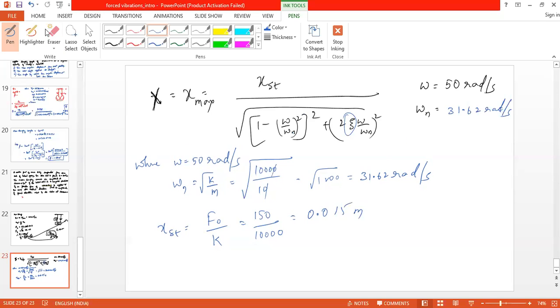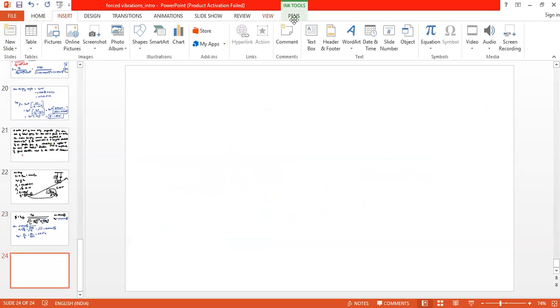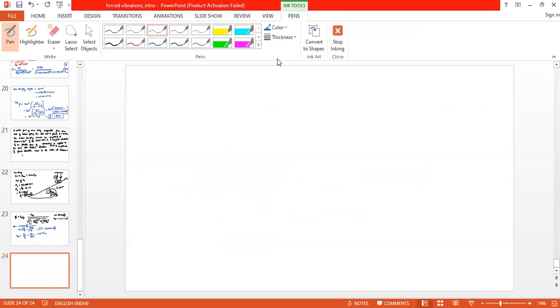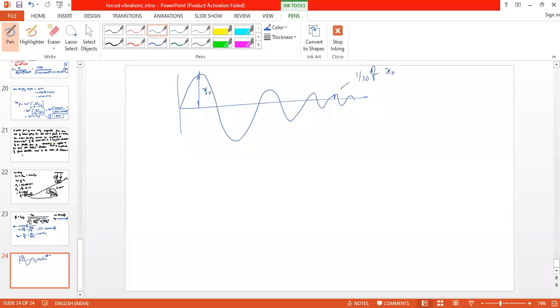So we got all the values except zeta. So how to get the value of zeta? See, in the question it says that the amplitude reduces to 1/10 in the fourth cycle. This is 1/10 of x naught, and this is x naught. So what is the decrement?